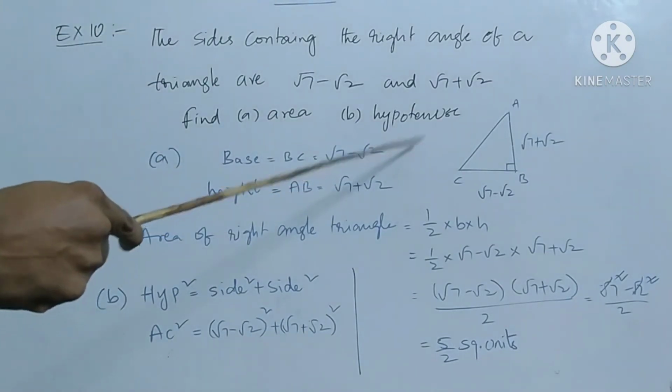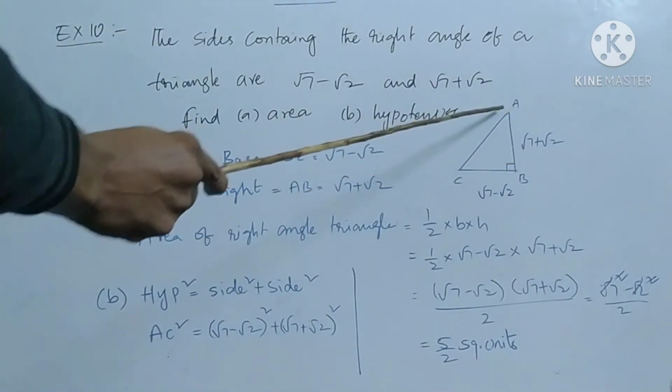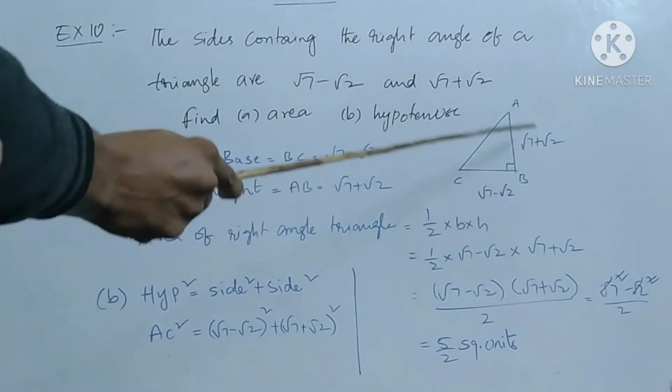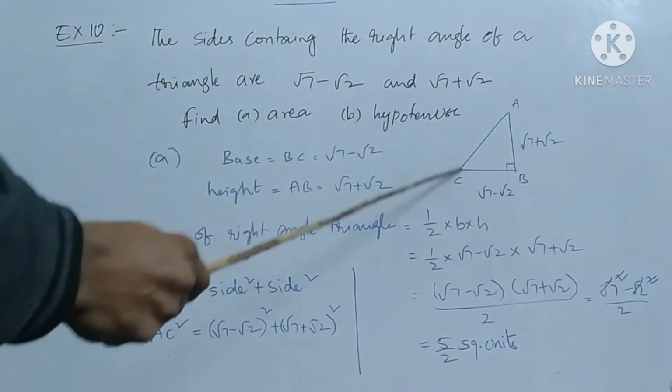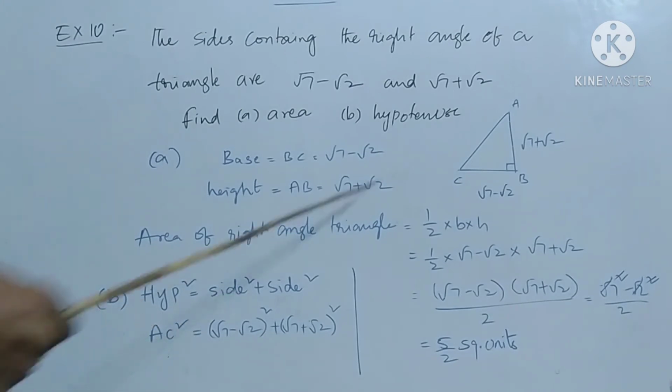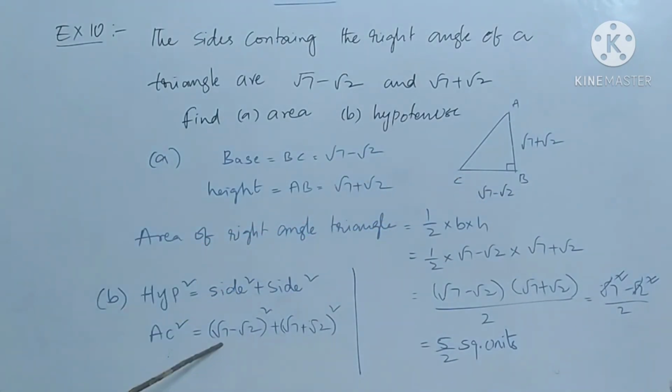So hypotenuse. This is our 7th question. Here hypotenuse is AC and the remaining sides are AB and BC. So our formula by the Pythagoras theorem: hypotenuse square is equal to side square plus side square. So here hypotenuse AC square is equal to side root 7 minus root 2 whole square plus again side root 7 plus root 2 whole square.